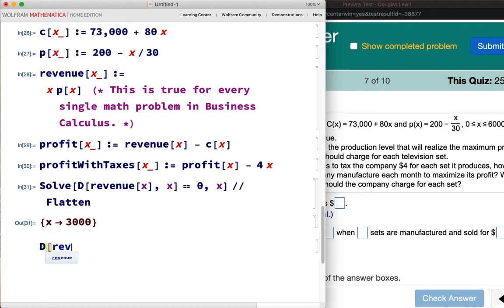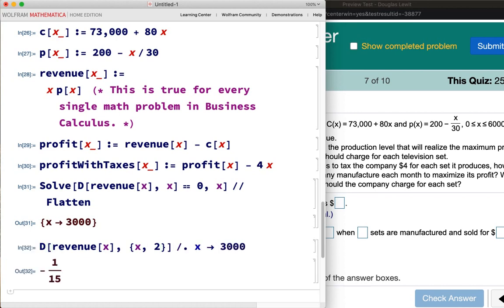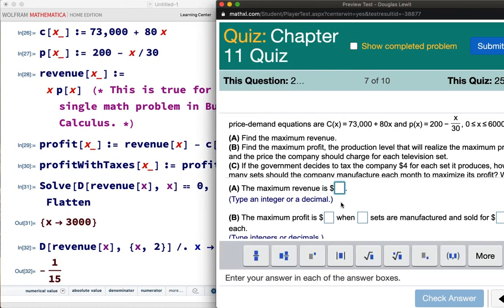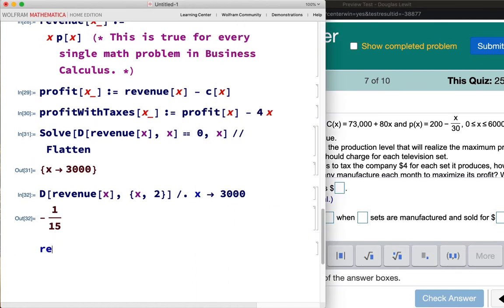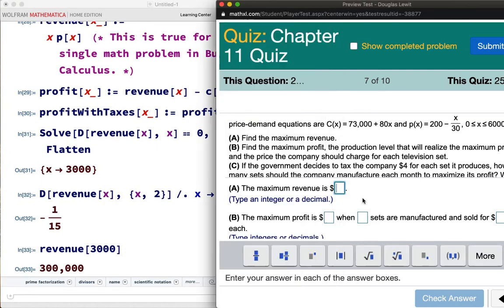So the derivative of revenue of x, we want the second derivative, where x is 3,000. This should be a negative value. It is a negative value, which means that we have a maximum point. The maximum revenue is, and then we simply have to find that maximum revenue. If we're making 3,000 television sets, our maximum revenue is $300,000.